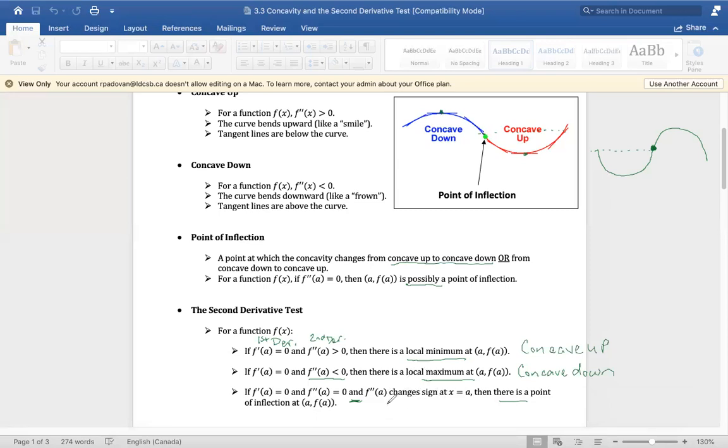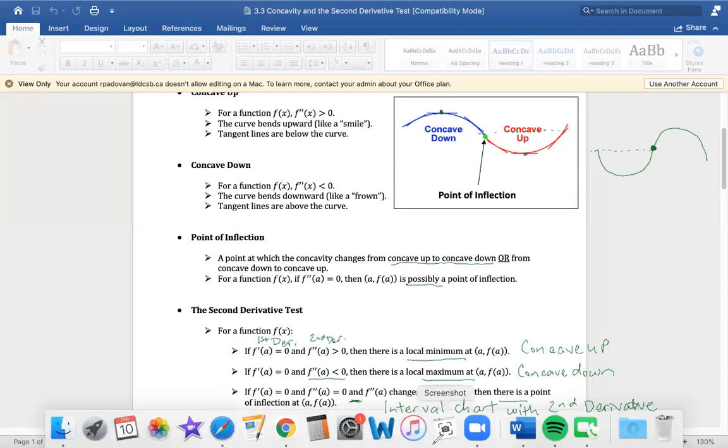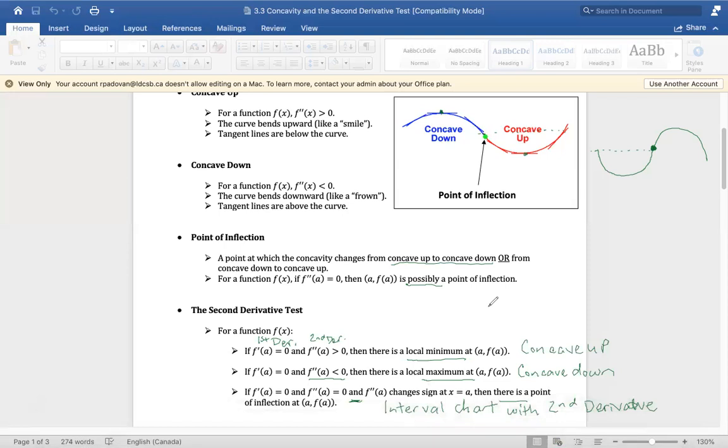So we have to write down an interval chart. Just like for the first derivative, we're going to do a second derivative test. So, an interval chart with the second derivative, in order to determine this. Then it'll tell us if there is an inflection point there. Okay, so hopefully that clears up concave up and concave down. Now let's actually do some examples.